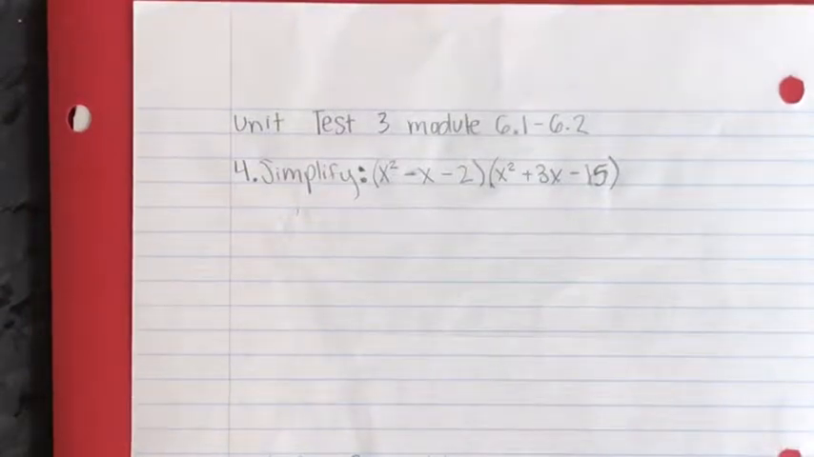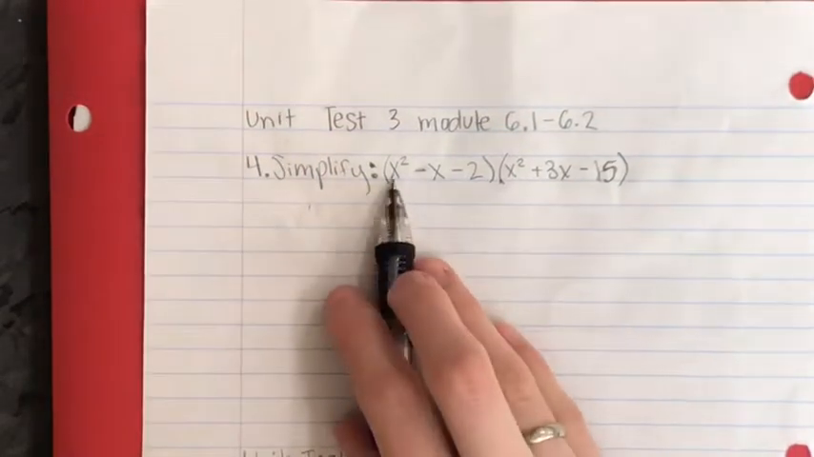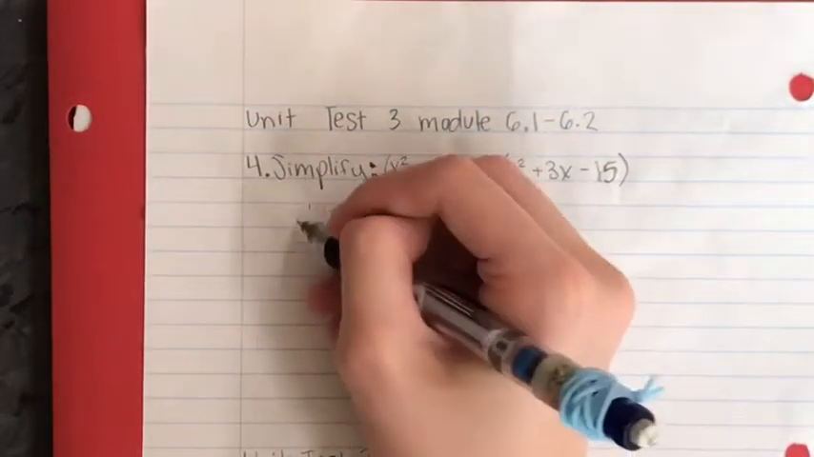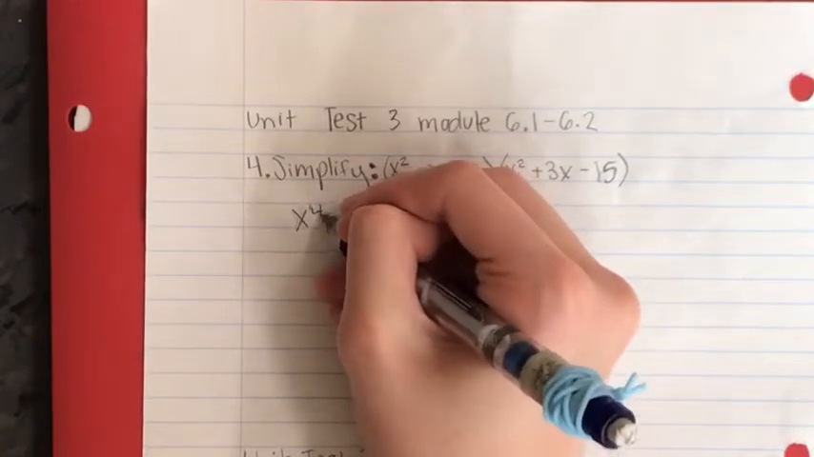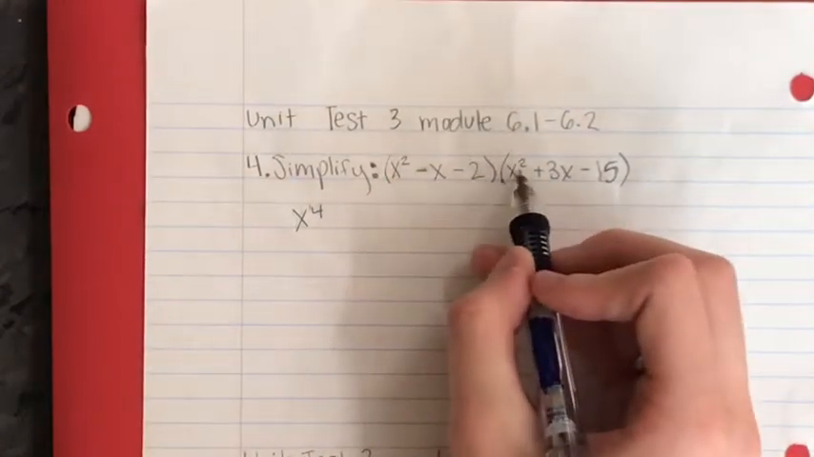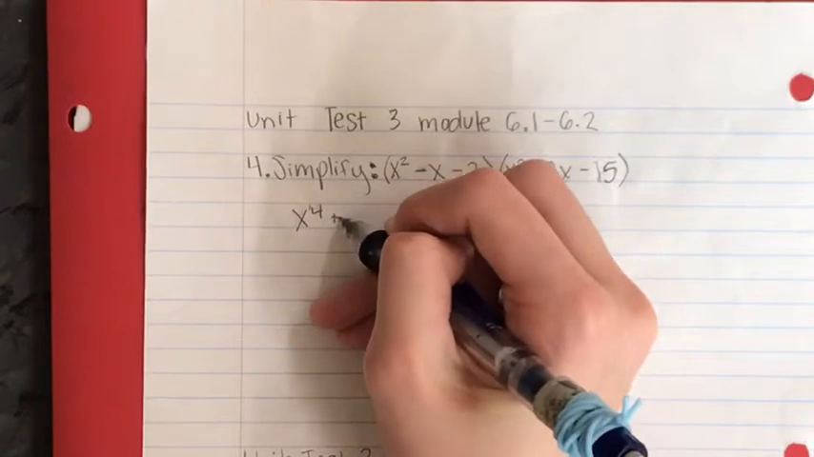I'm Connor and I'll be doing the voiceover for Unit Test 3, Module 6.1 to 6.2, Number 4, simplifying x squared minus x minus 2 times x squared plus 3x minus 15. Just look at the first variable in the first polynomial and multiply it by each variable in the second polynomial.